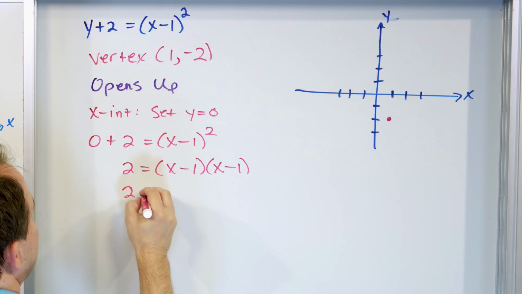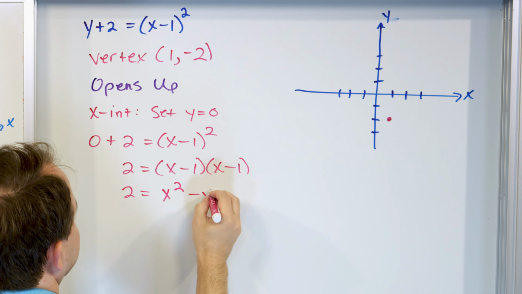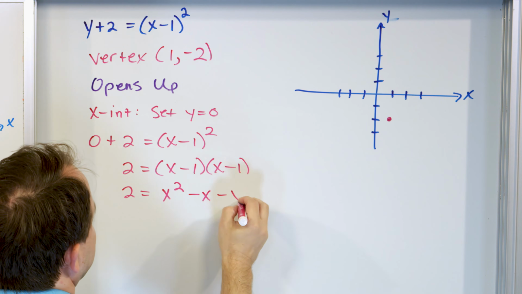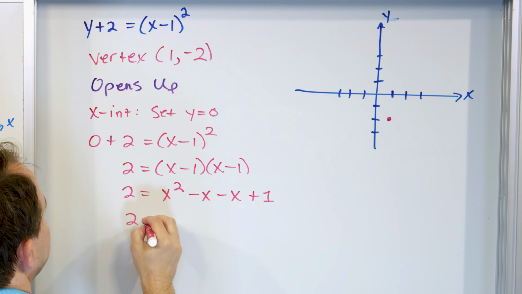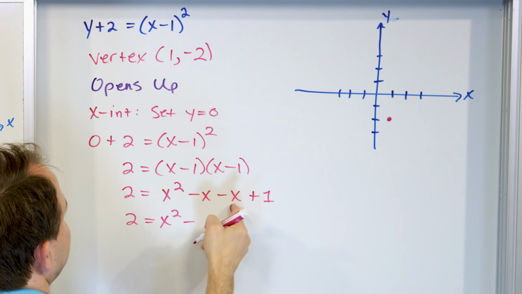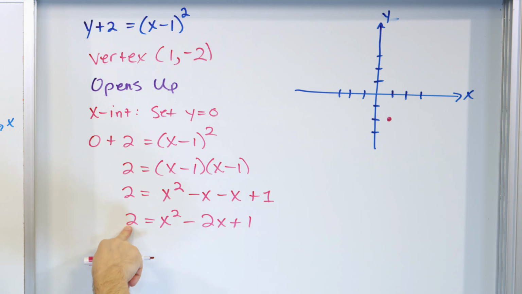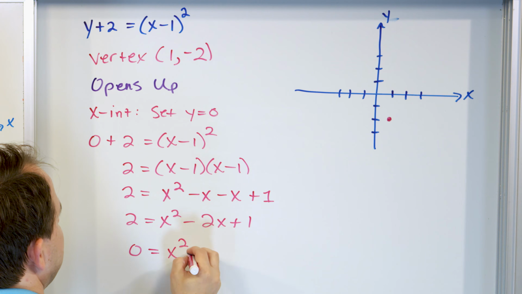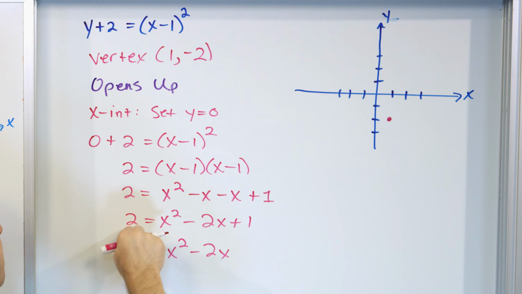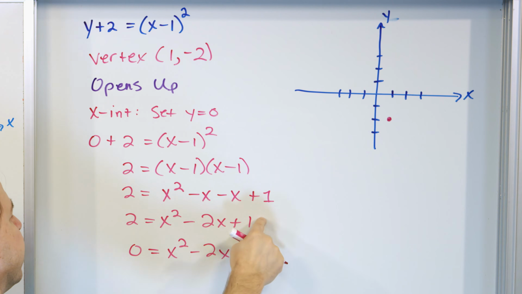Right? So on the right-hand side, it's going to be x times x giving you x squared. This is going to give you negative x. The outside terms are also going to give you negative x, and these are going to give you positive 1. So you're going to get 2 is equal to x squared minus 2x plus 1. But I have a 2 over here, so I need to move the 2 over. So what I'm going to have is 0, x squared minus 2x, and then 1 minus 2 gives you negative 1. All I did was subtract 2 from both sides.